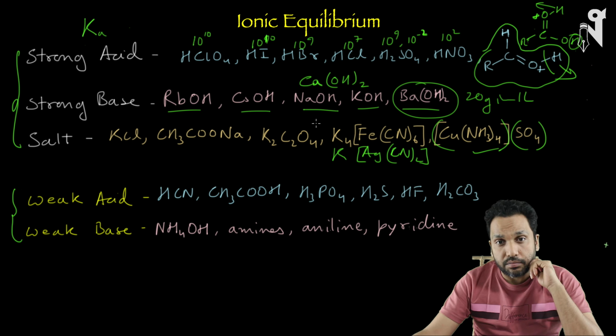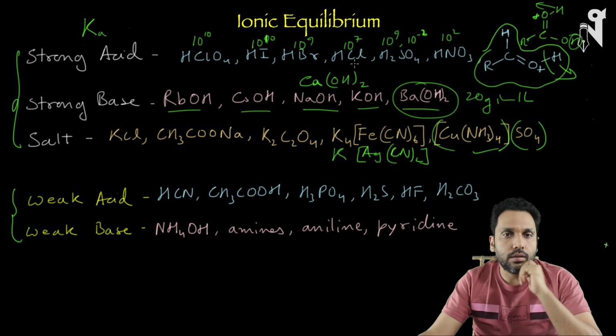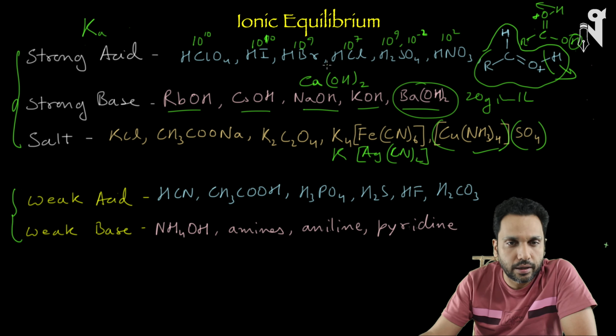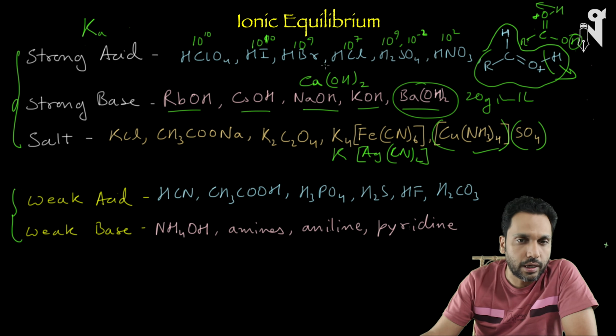Now HCl is not ionic as such. These are all not fully ionic, but it is highly polarized. It is highly ionic, and hence it is a very strong acid.